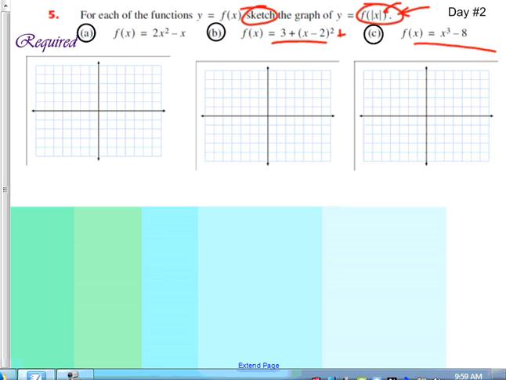Now I can see the vertex. See? Look, Mom. Vertex. 2, 3. And is it a normal U-shaped parabola? Sure it is. There's no negative out in front.